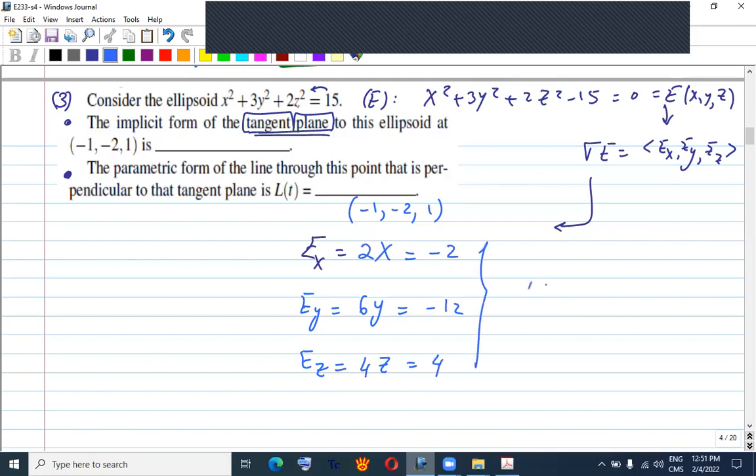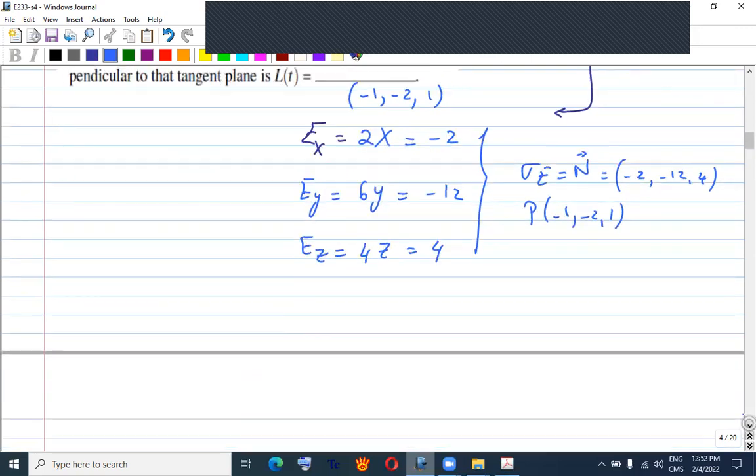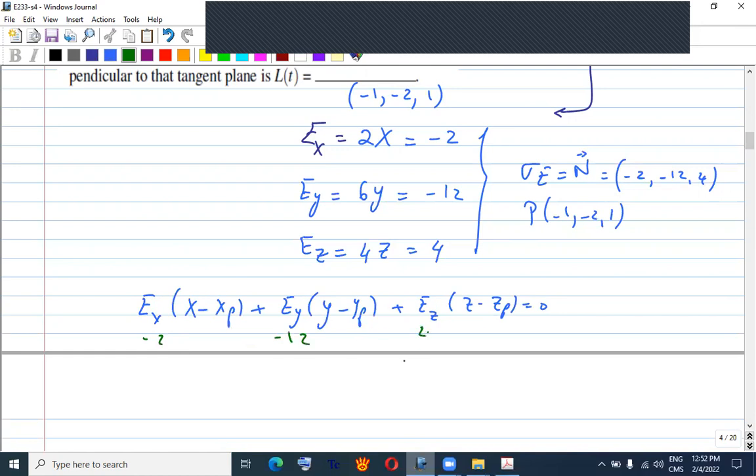So those numbers represent your normal vector. The tangent plane has a normal vector, which is delta E for the surface, and the numbers are respectively these. Okay, that's it. You need a normal vector and you need a point, so the point is the given one. And you put the formula, which is Ex times (x minus x of the point), and so on. I'm writing the formula, okay? Plug in numbers and you get it. So it's -2 here, -12, and 4.